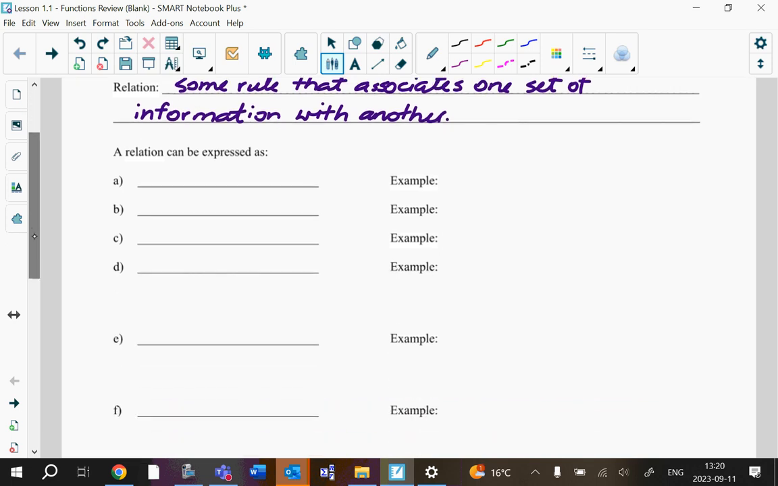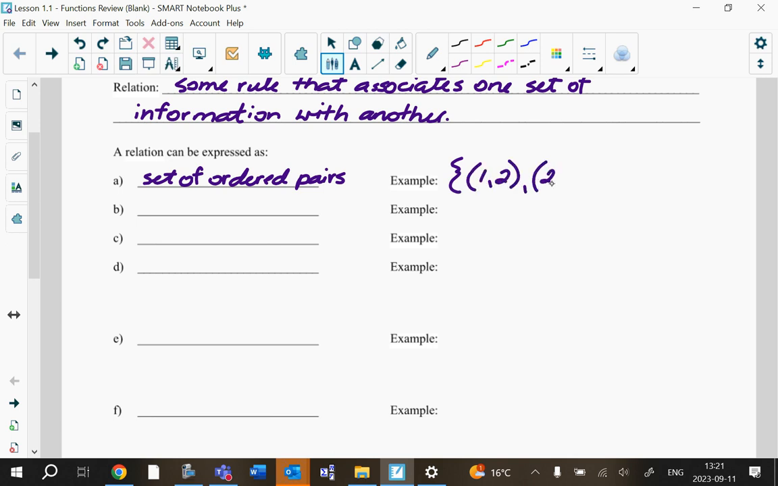We saw a whole bunch of different ways that we could show a relation. They could be ordered pairs. So going back to that rule of multiplying everything by 2, or doubling everything, if I plugged in 1, I'd get 2. If I plugged in 2, I'd get 4. If I plugged in 3, I'd get 6. And those are just 3 examples. But obviously there's infinite examples because I could plug in any number I want, positive, negative, 0. So that was one way we showed it.